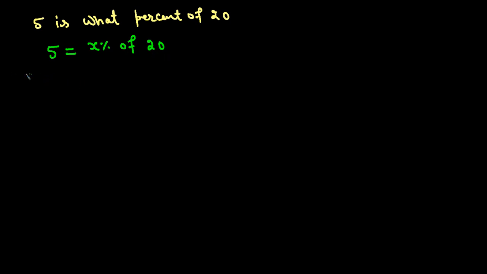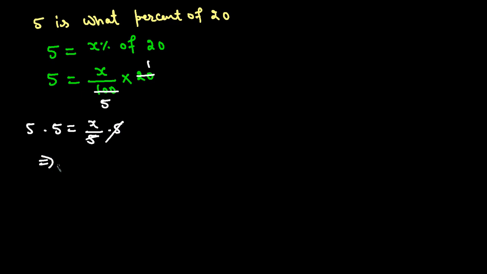Okay, so let's change it again. So 5 is, x percent means x over 100, of means multiplication, and 20, right? So 20 times 1 is 20, and 20 times 5 is 100. So that gives me 5 is equal to x over 5, multiply both sides by 5. So this 5 will cancel this. Therefore, I got x is equal to 25. 25% to be specific. So 5 is 25% of 20. Okay, so that's what it is.